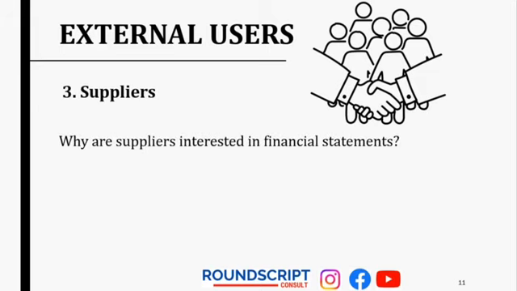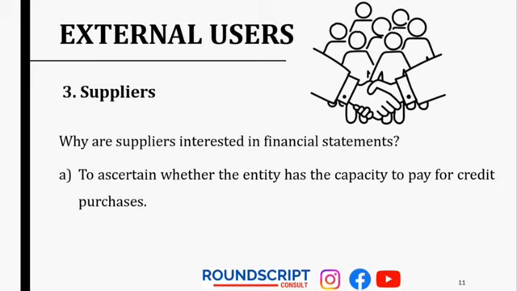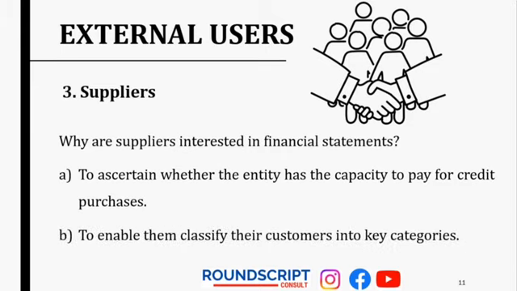Now, the suppliers of businesses also require accounting information to ascertain whether the entity has the capacity to pay for credit purchases, because not all supplies are done on a cash basis. And if we are going to supply you on credit, then we should be able to know, one, you are liquid enough, and two, whether you're a going concern.